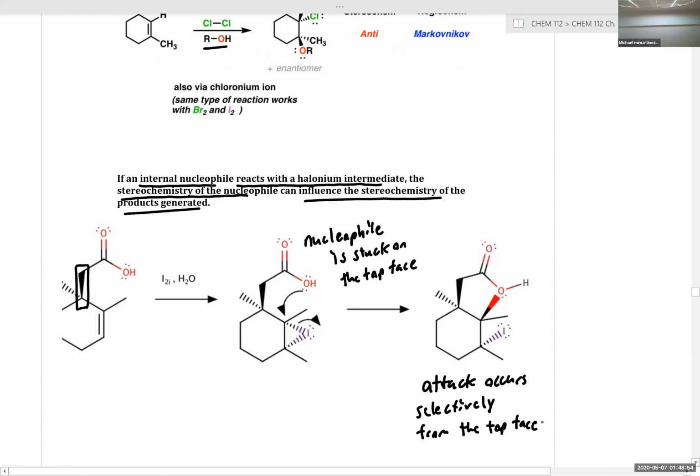And this is just a beautiful example of utilizing your substrate to skew the selectivity of your reaction. So we've tethered our nucleophile. So the cyclization occurs in an intramolecular fashion, and it occurs selectively with an attack from the top face. Pretty cool, right?